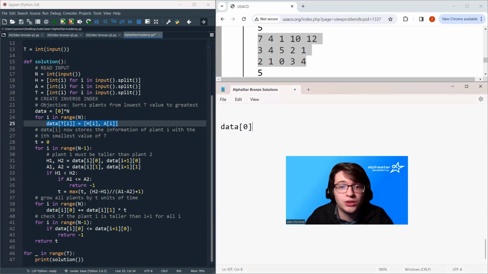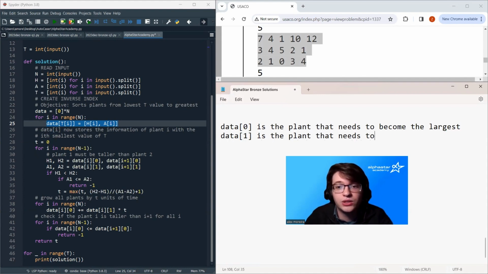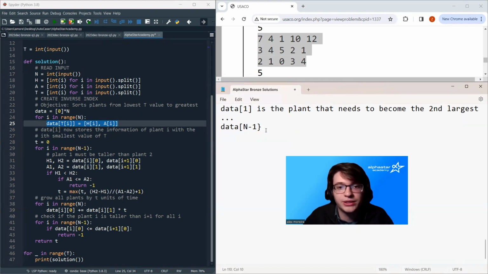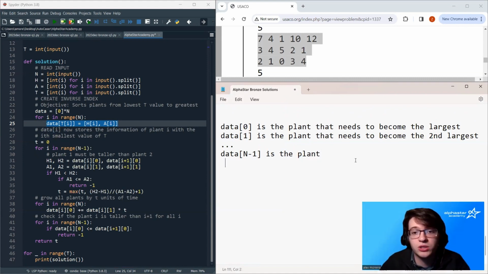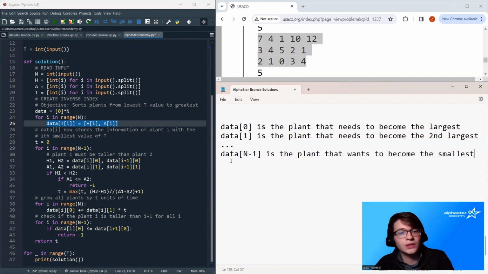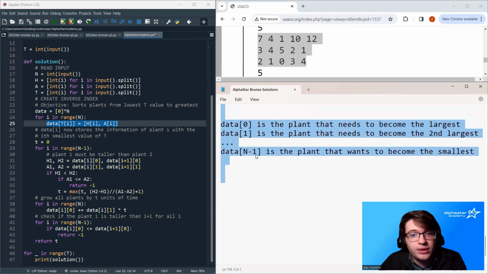So data 0 is the plant that needs to become the largest. Data 1 is the plant that needs to become the second largest. And then it goes down, so data n-1 is the plant that is the smallest, the plant that wants to become the smallest. All right, so hopefully the sorting of the data makes sense.